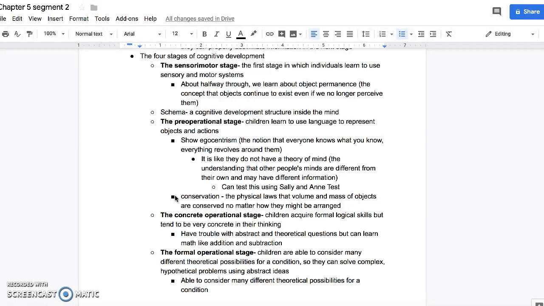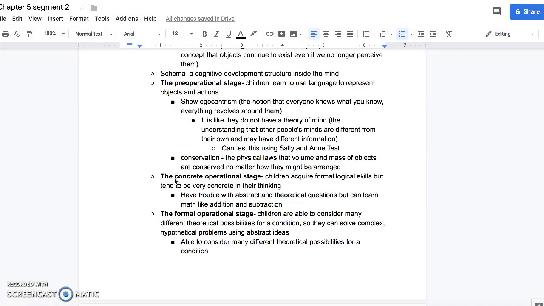called a schema. So now moving on to the second stage of his cognitive development, called the pre-operational stage. This is about from ages 2 to 7, and this is when children learn to use language to represent objects and actions. They also show egocentrism, which is the notion that everyone knows what you know and everything revolves around them. It is likely they do not have a theory of mind, which is the understanding that other people's minds are different from their own and they may have different information. And you can test this using the Sally-Anne test.